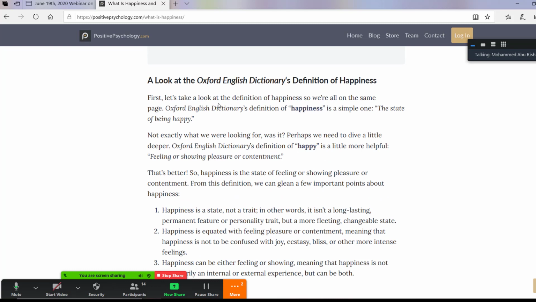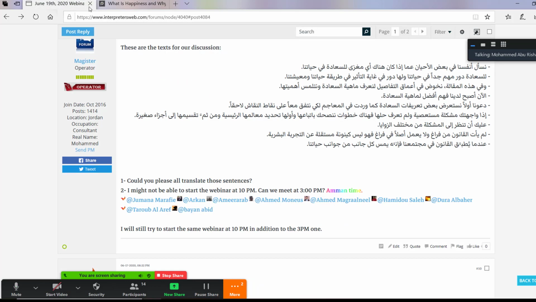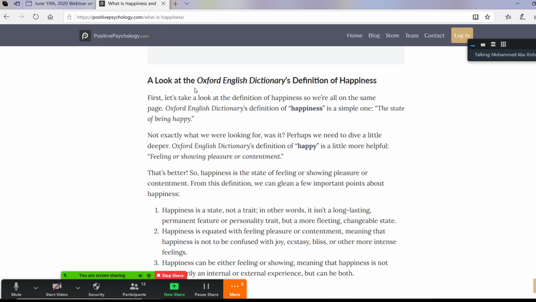First, let's take a look at the definition once again. You remember what I said here? I said, let's first of all review some definitions. This is what I said. But here we have a very beautiful expression and a very simple one. Let's take a look at the definition of happiness. So we are all on the same page. So I did remember. So we are all on the same page.